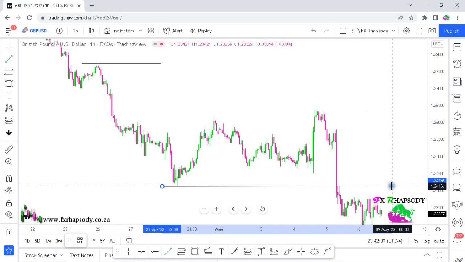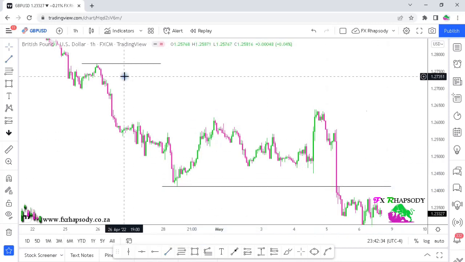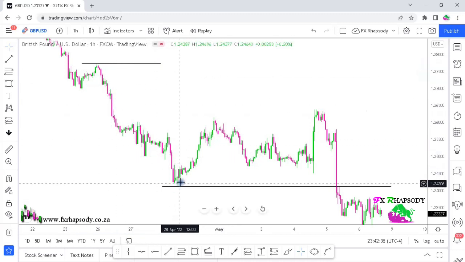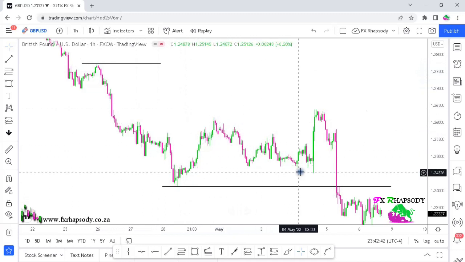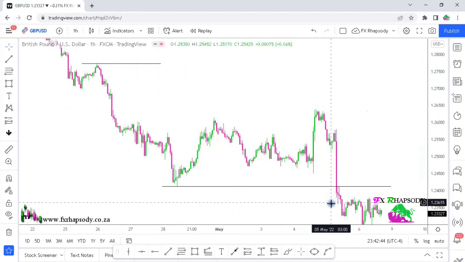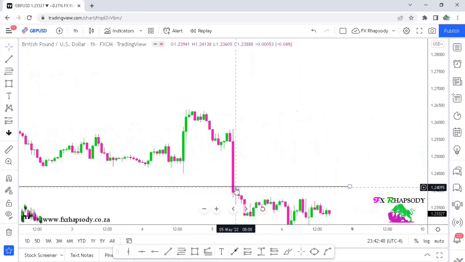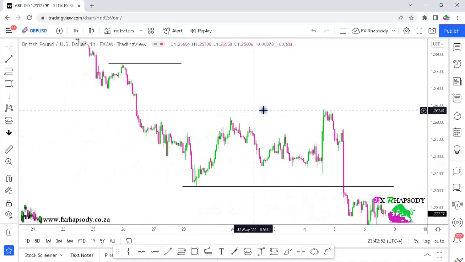I like my lines nice and straight. There we go. So that was our previous high, price going down, bouncing off that area, going up, creating a low. Okay, price up and down, breaking that low area again, coming up, retesting that low area. As you can see, look at that, perfectly, and then moving to the downside. Okay, how beautiful was that?